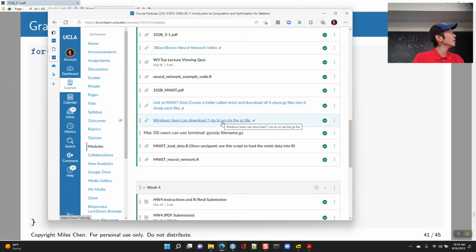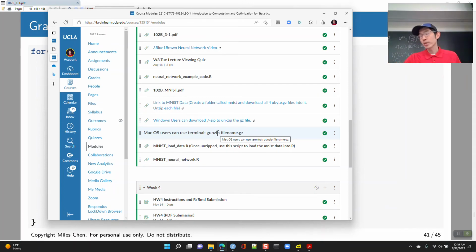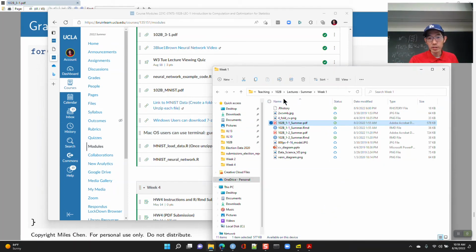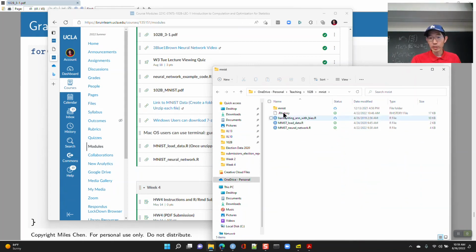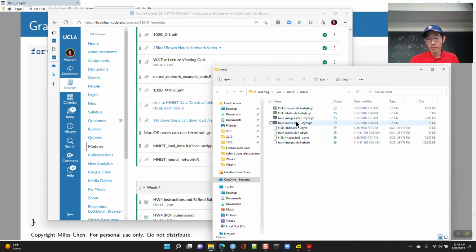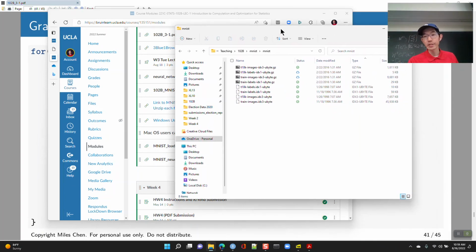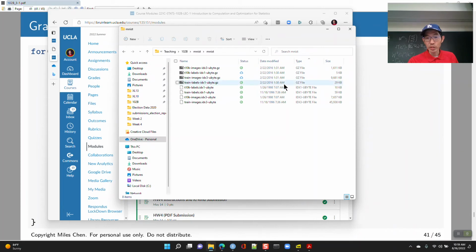If you are on a PC, you would probably need to download this program called 7-Zip. There are other things out there, but 7-Zip is free, high quality, and good. You can right-click and unzip the file. So I've done this on my computer. I've unzipped the GZ files into these ubyte files, and there's quite a lot of data. Zipped up, it's like 9 megabytes. Unzipped, it's like 46 megabytes.